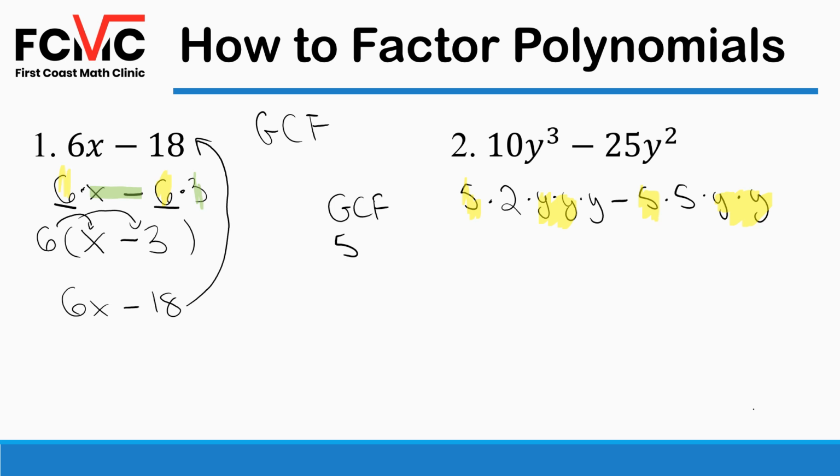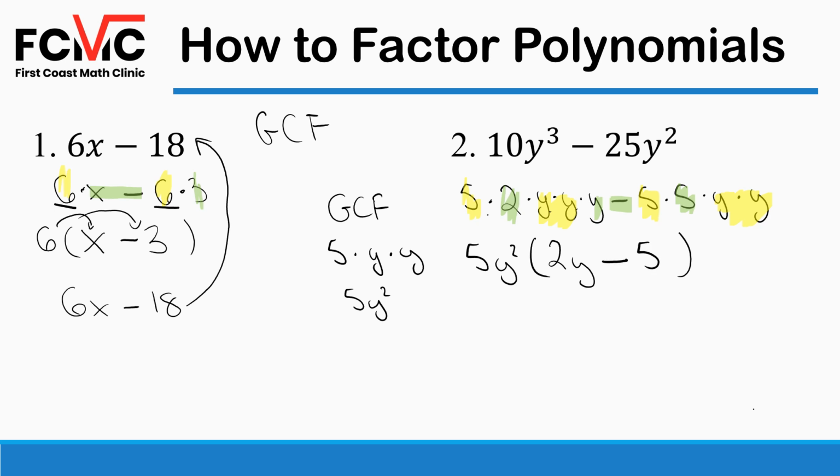Let me write this out completely. 5 times y times y, which is 5y squared. So we're going to pull that 5y squared out. And everything that's left is going to stay in the parentheses. So we've got 2y minus 5. So factoring this second binomial, we've got 5y squared times 2y minus 5. All right, let's get into example number 3.